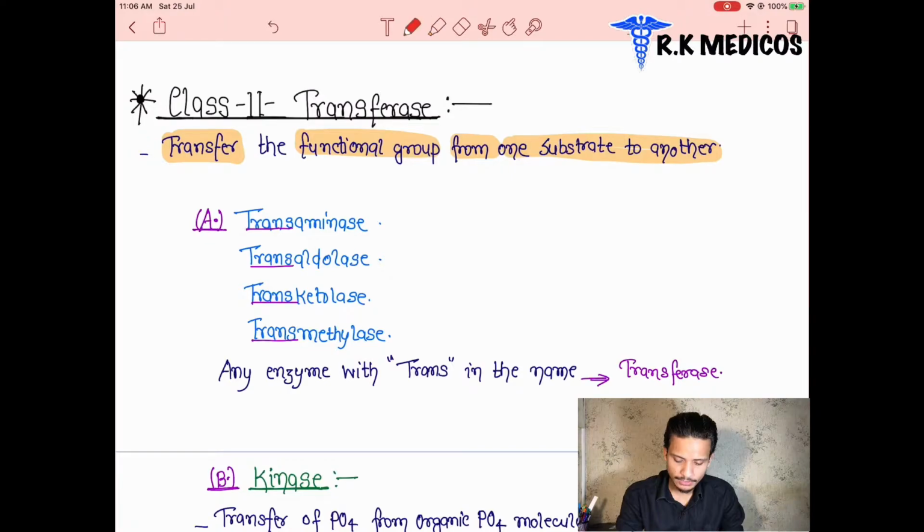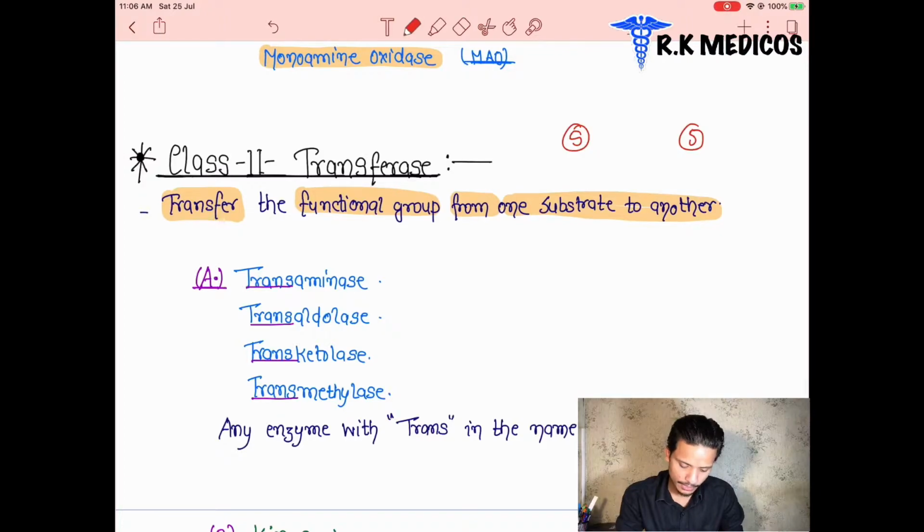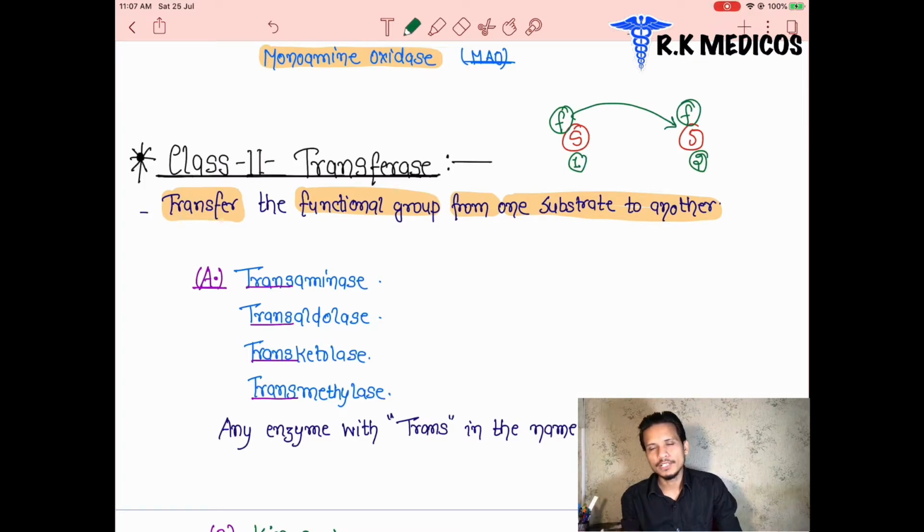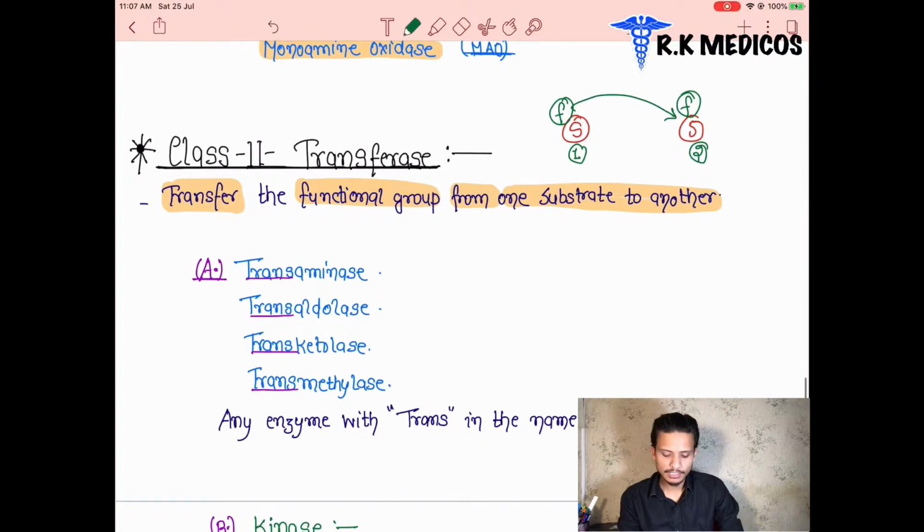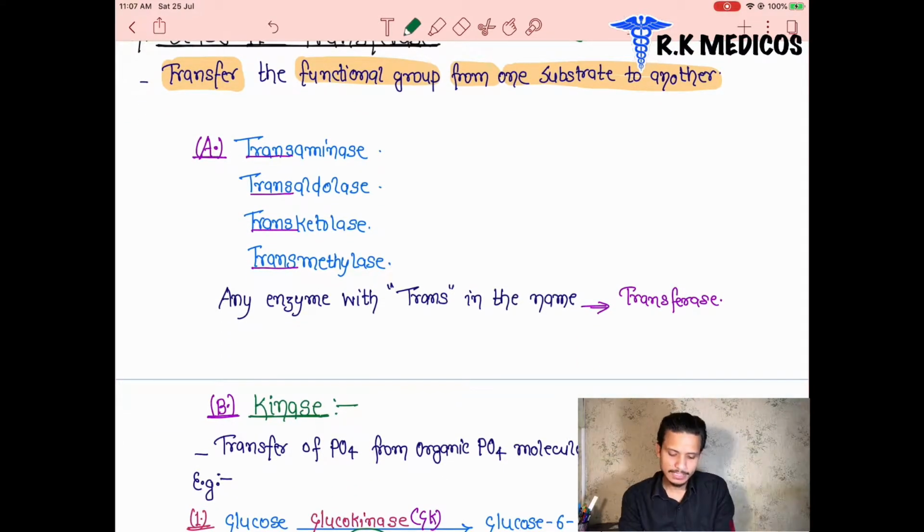Suppose here we see one substrate and here is another substrate, and the functional group is attached here, and this functional group is transferred to the other substrate. So what is transferred here? The functional group from the first substrate to the second substrate. What are the subclasses of these enzymes inside the transferase? Any enzyme with trans in its name is included inside the class transferases.